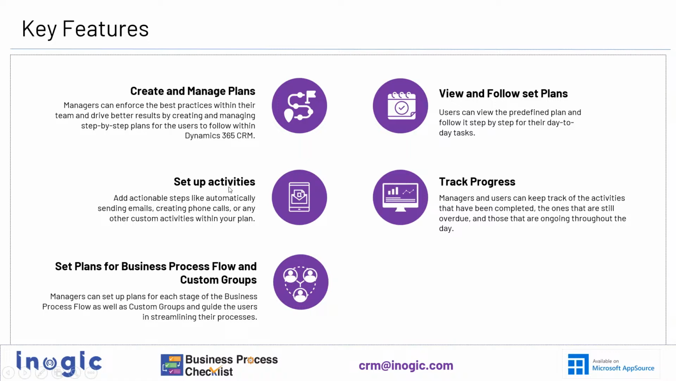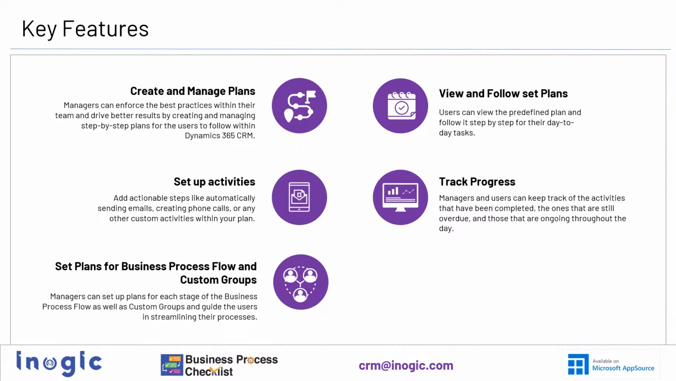One of the key advantages of using the business process checklist is that it allows you to set up various activities and actionable steps. This includes automating tasks such as sending emails, creating phone calls, or even integrating your custom activities to suit your unique business needs. Once the plans and the activities are in place, the users can easily access and follow the predefined plan step by step, making their day-to-day tasks more structured and efficient.